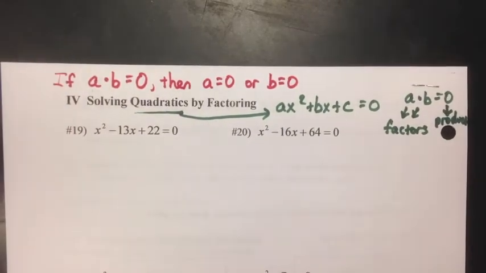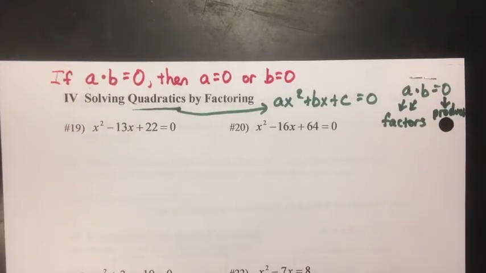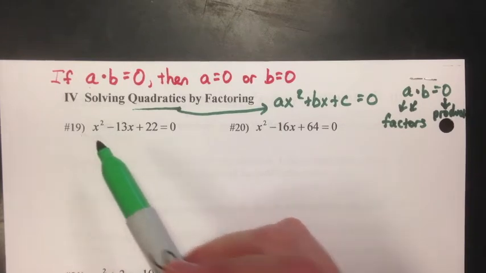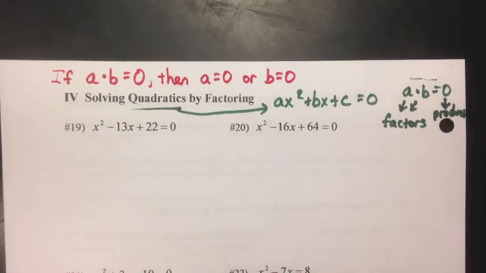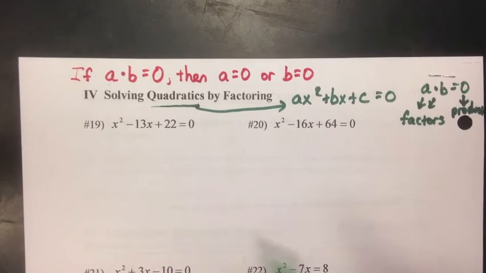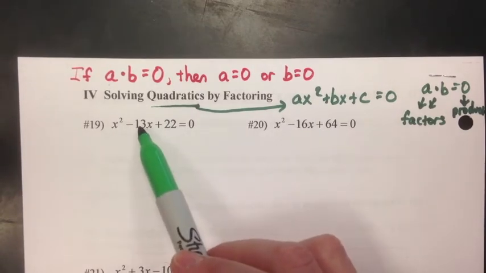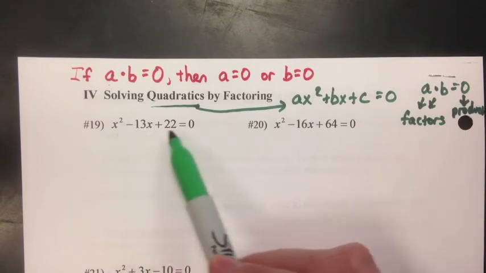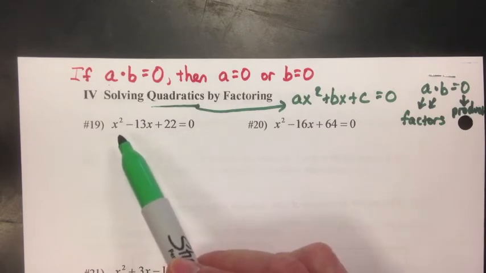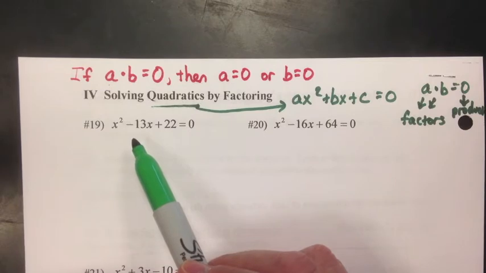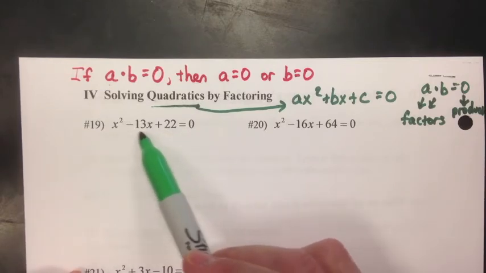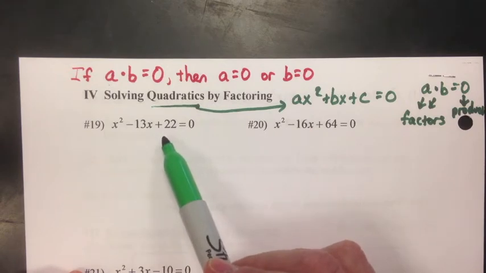When you're doing these problems, you know it's a quadratic because you have an x squared. If we look at number 19, our goal is to try to factor this. If I move 13x to the other side, that's a problem because I'll have x's on both sides. So how can I get x by itself? To do that, we're going to factor. And if it's a trinomial, we know how to factor this.